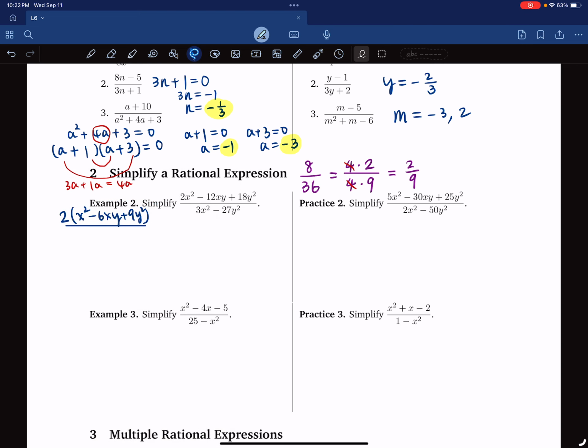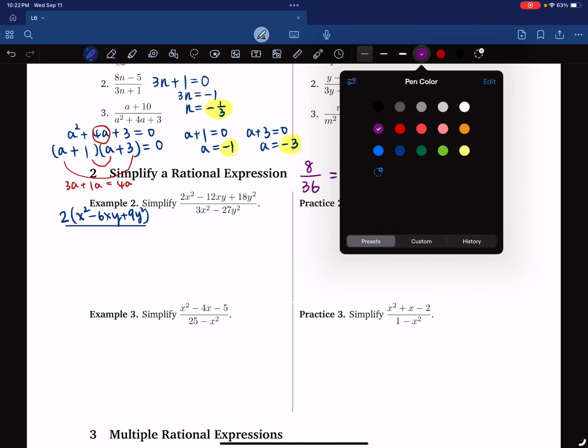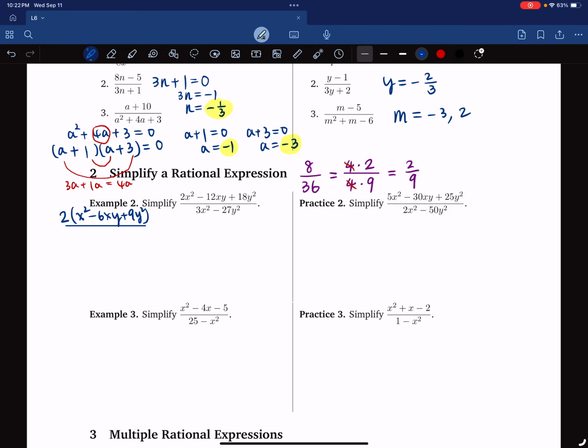Okay, and then we're going to move on to the denominator. Denominator, we also have a factor that we can take out. Notice that there are numbers 3, numbers negative 27. The common factor is 3. So I'm going to take out 3 and then write down what's left. If I divide the original by 3, I got x squared minus 9y squared.